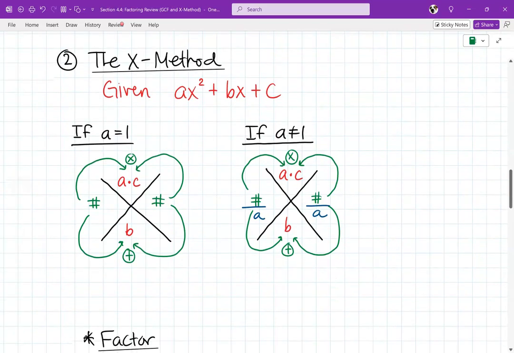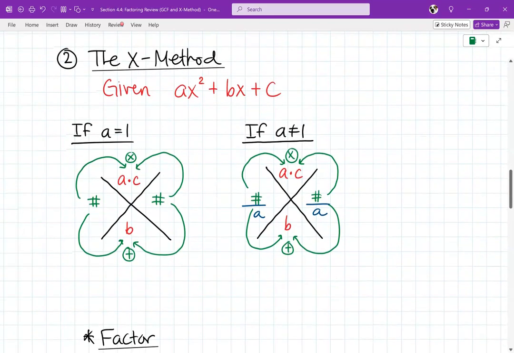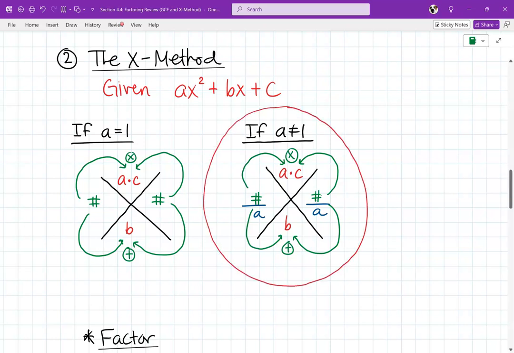All right. So the X method, some people like to call it the butterfly method because it kind of looks like a little butterfly, right? But the X method is something that we use to factor trinomials, okay? So something that looks like ax squared plus bx plus c. Now there are two ways that you can do it, if a equals 1 and if a doesn't equal 1. But to be honest with you, I always tell people just memorize this one, even if a is 1, okay? Now what's the difference? Well, okay, you're going to look at the left side, right?